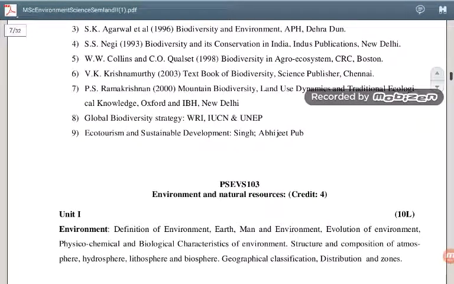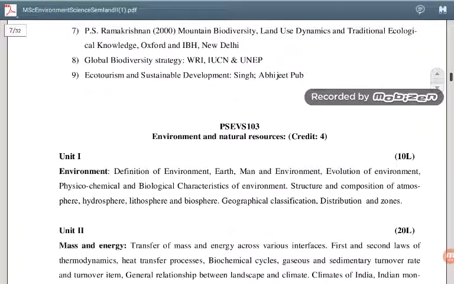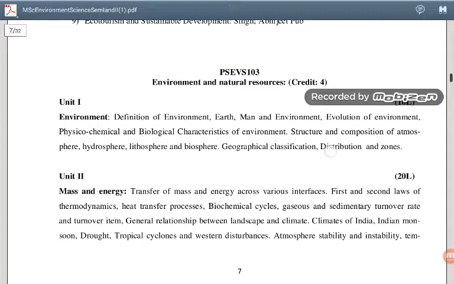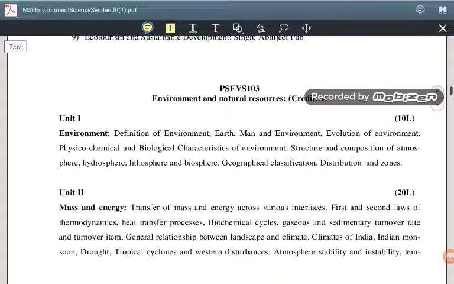Now coming up to paper 3. So what is paper 3? Paper 3 is environment and natural resources. Here also this paper consists of 4 units. The first one is unit 1. Always remember that the main heading of the paper will be the first unit, that is environment.